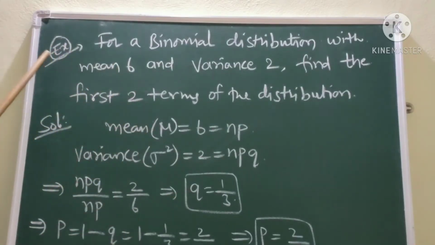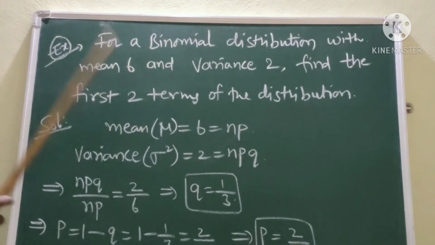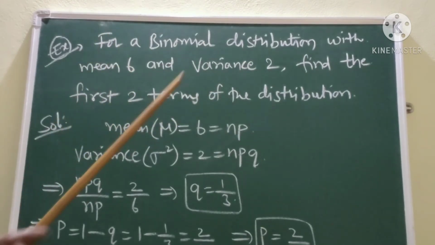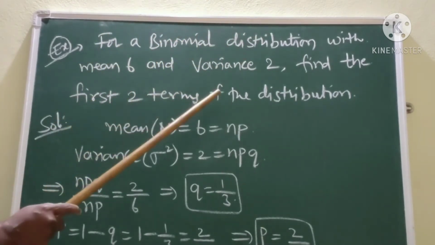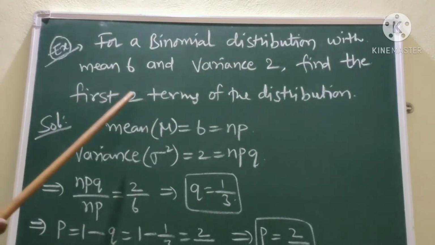Now let us see an example based on binomial distribution. For a binomial distribution with mean 6 and variance 2, find the first two terms of the distribution. Here in the given problem, mean 6 and variance 2 are given. We have to find the first two terms of the binomial distribution.